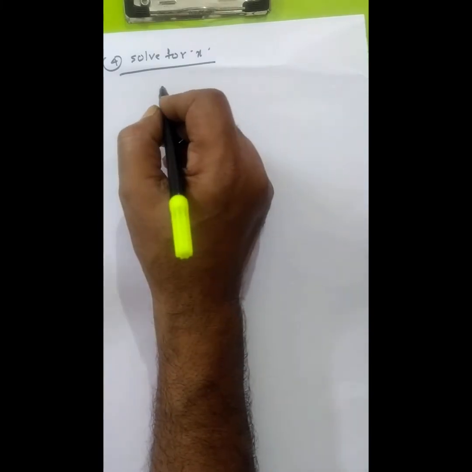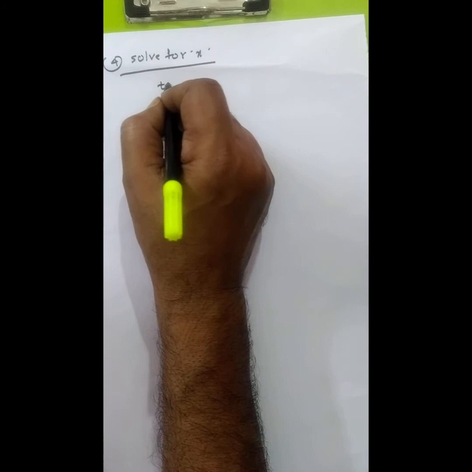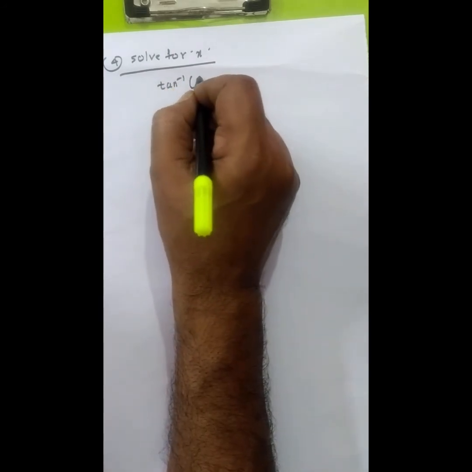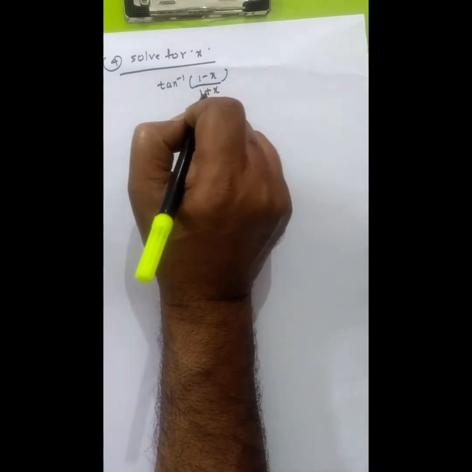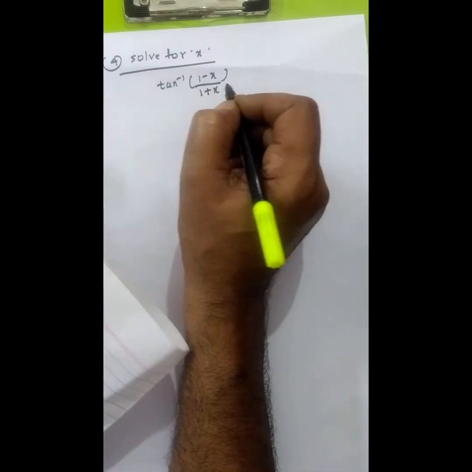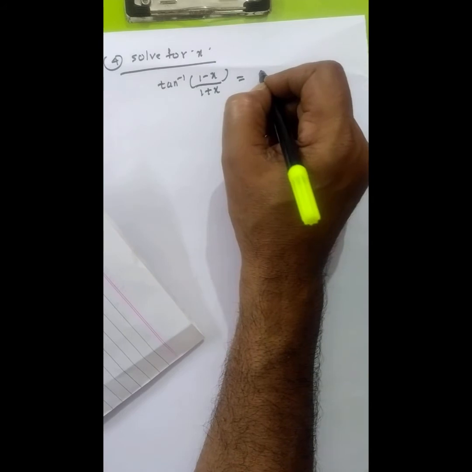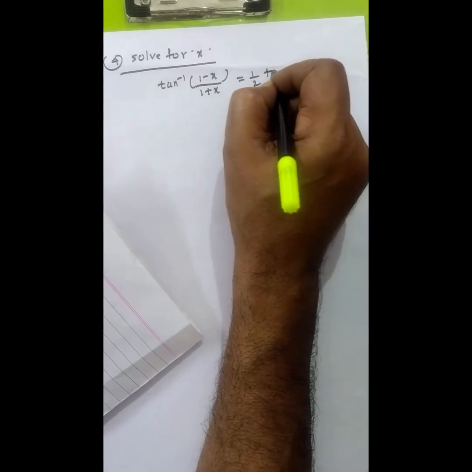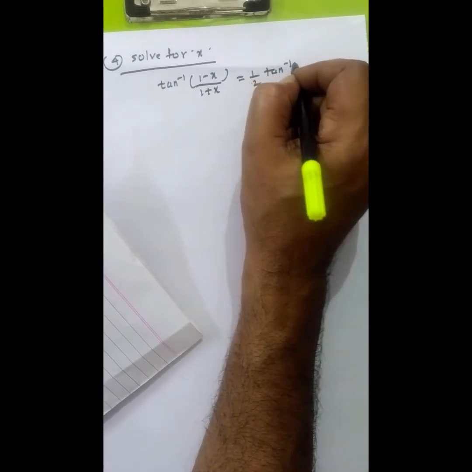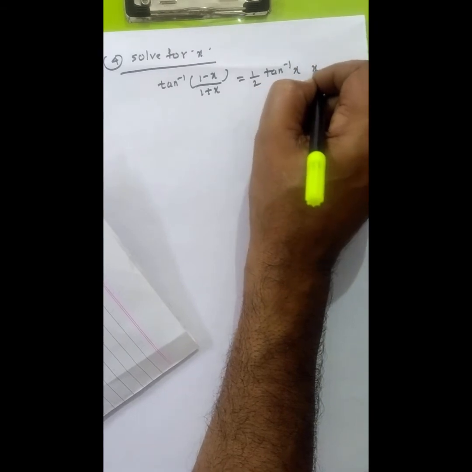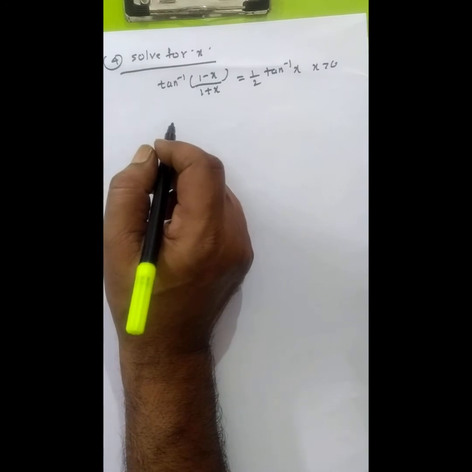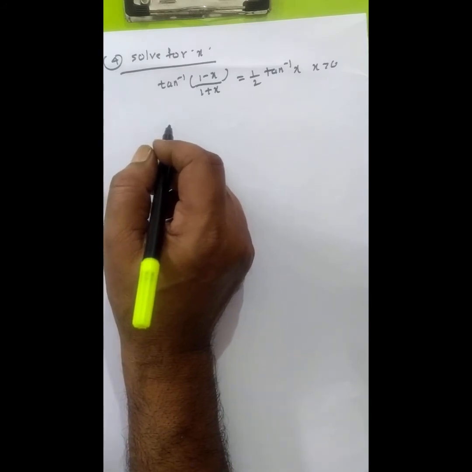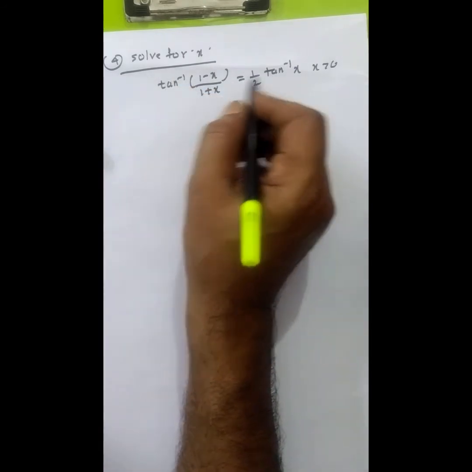Tan inverse of (1 minus x divided by 1 plus x) is equal to 1 by 2 tan inverse of x, under the condition x is greater than 0. So tan inverse of 1 minus x upon 1 plus x is equal to 1 by 2 tan inverse of x, under the condition x is greater than 0.